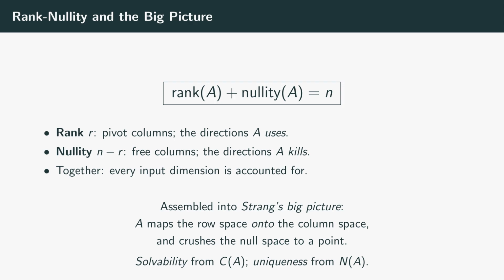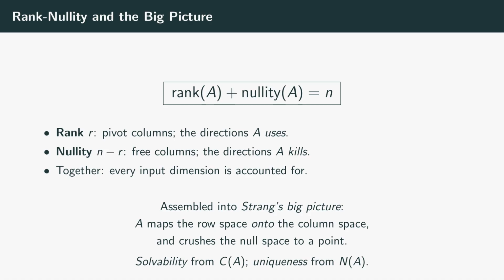Welcome back. Last episode, we found the 4 fundamental subspaces of a matrix. Today, we count their dimensions and discover one equation that organizes the whole theory of solving linear systems: rank plus nullity equals n. The rank is the number of independent directions the matrix actually uses. The nullity is the number of directions it collapses to 0. Add them, and you always get n, the number of columns.